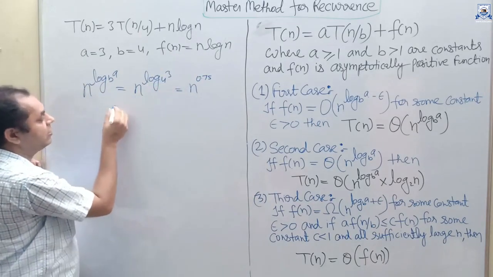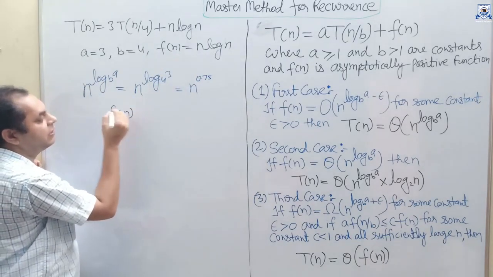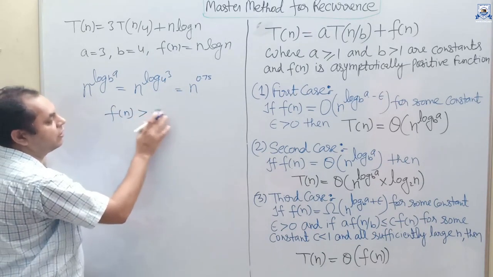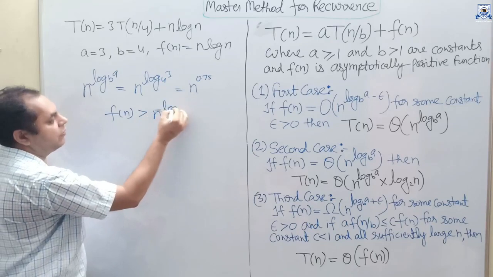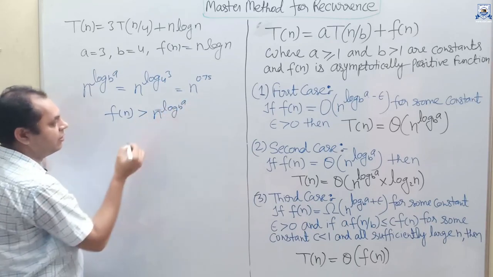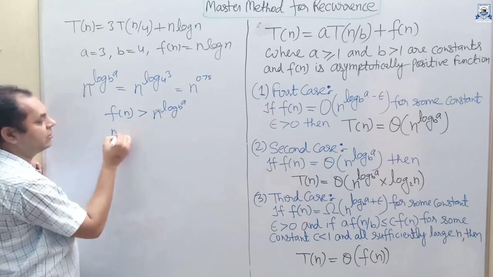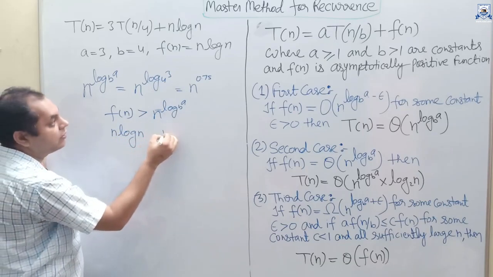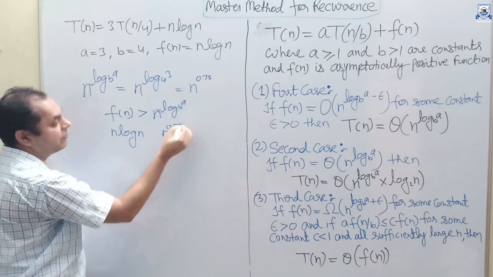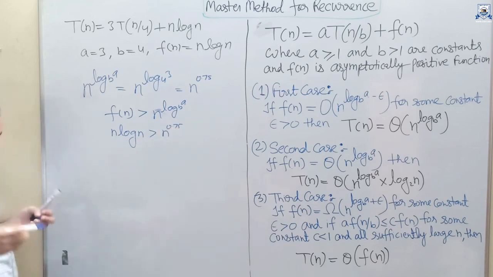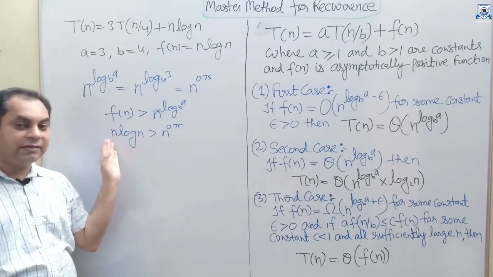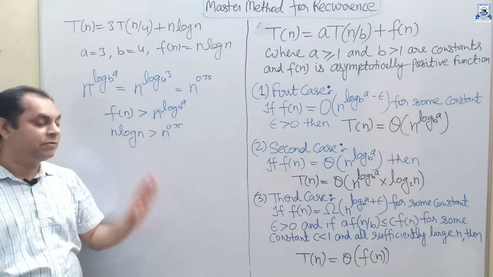Now the next step is the polynomial comparison of fn and n to the power log a at base b. It is clearly visible that the value of fn is greater than n to the power log a at base b, because it is n log n and it is n to the power 0.75. Now we have to compare whether n log n is definitely asymptotically greater than n to the power 0.75.